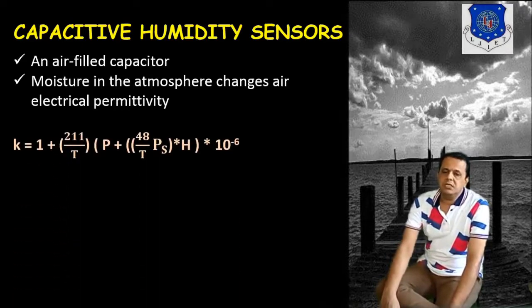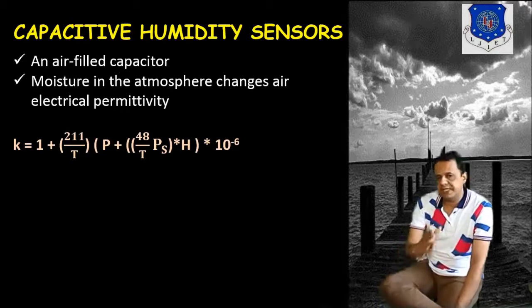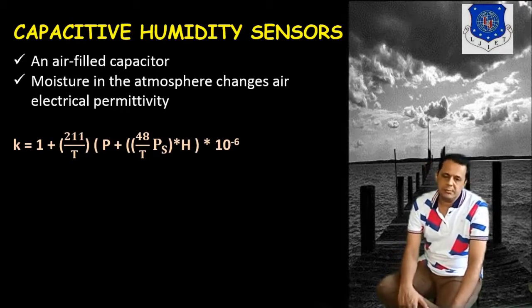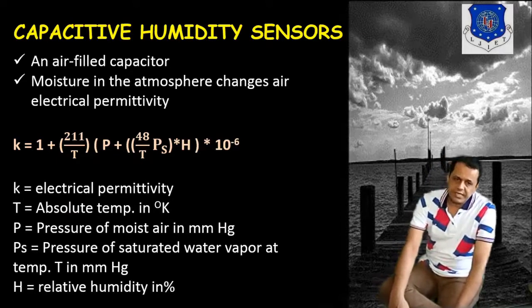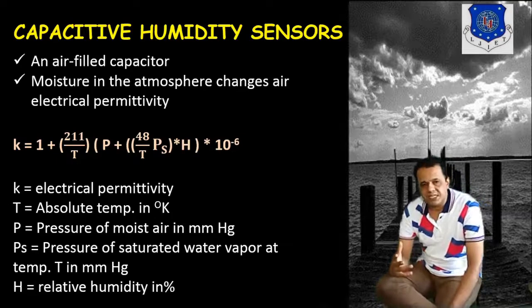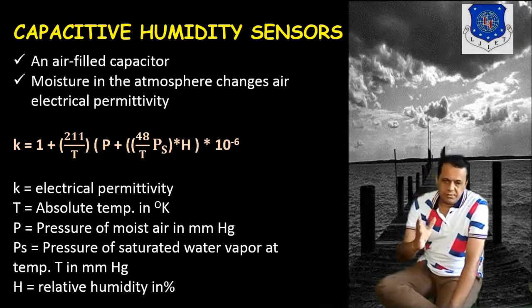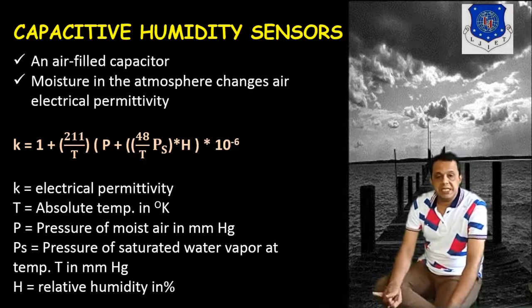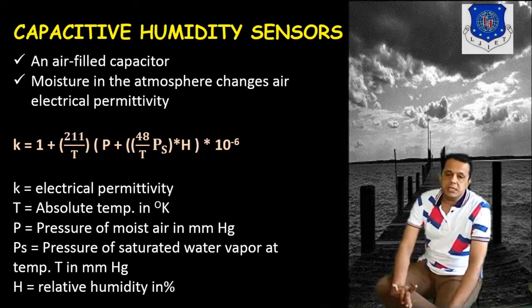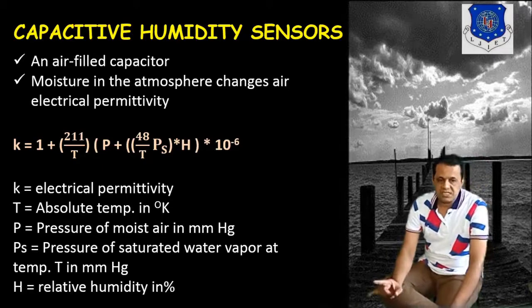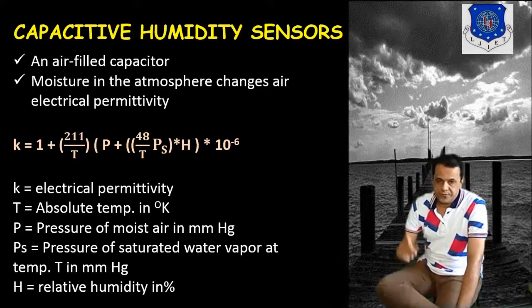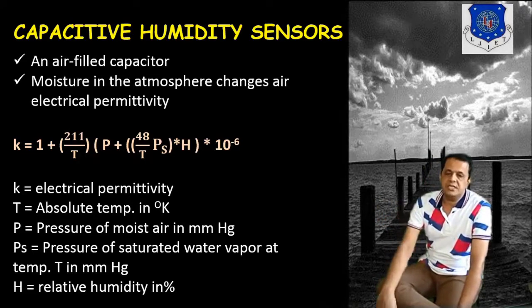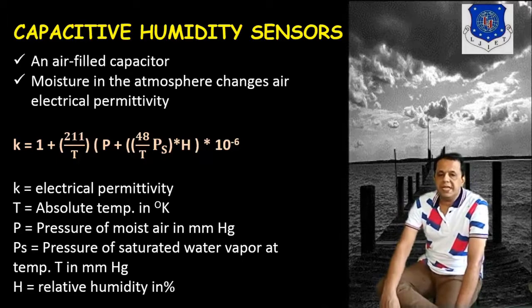And the equation for electrical permittivity is given here: K = 1 + (211/T)(P + 48 PS/T × H) × 10^-6. So what are these terms? K is the electrical permittivity, T is the absolute temperature, P is the pressure of moist air, then PS is the pressure of saturated water vapor, and H is relative humidity in percentage.